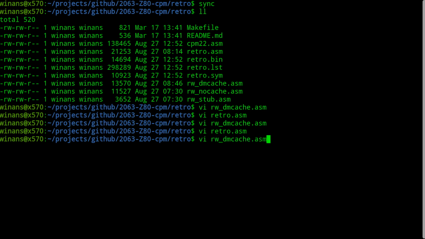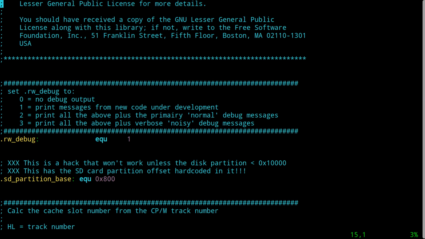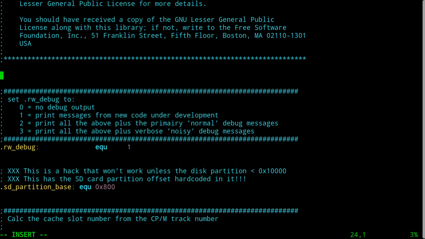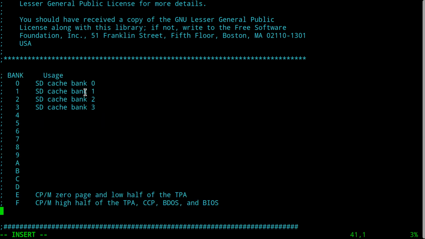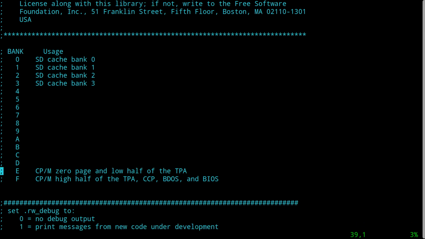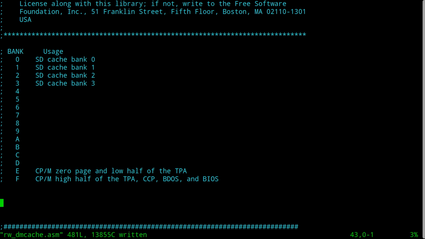And the reason it doesn't belong in retro.asm, formally, is that when we do an associative cache, the mapping may work differently than we do other ones. These two here are not going to be negotiable. These two, as you saw before, are put here by the BIOS. The banks 0 through D are ours to play with. All right, so I'll put an asterisk in here to remind us all.